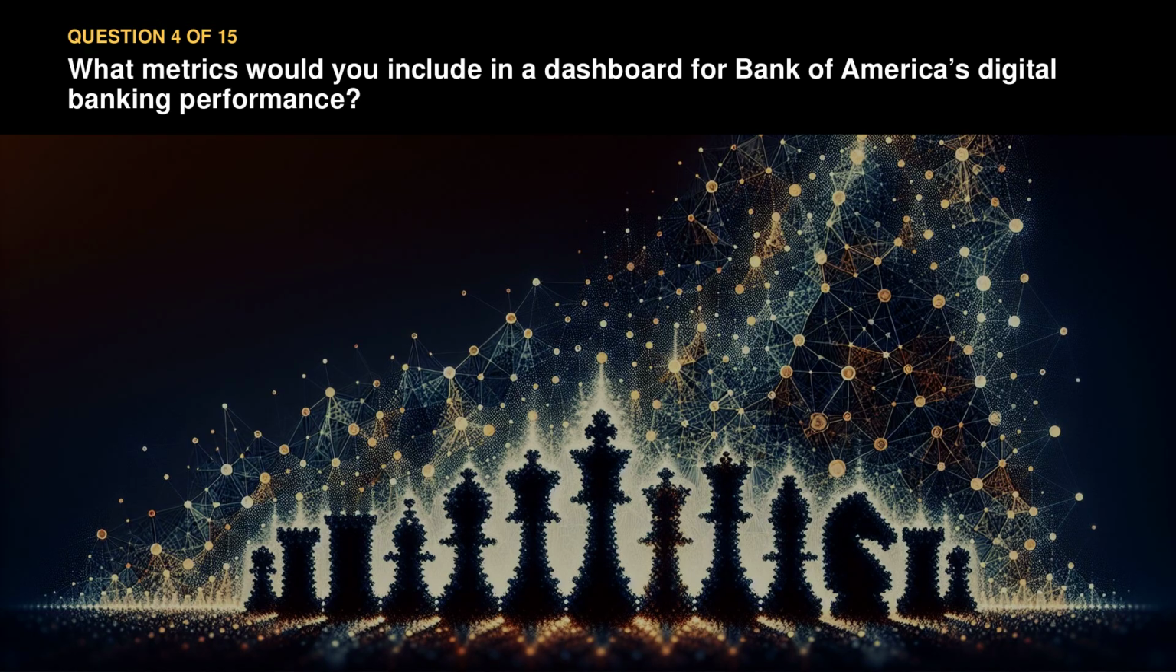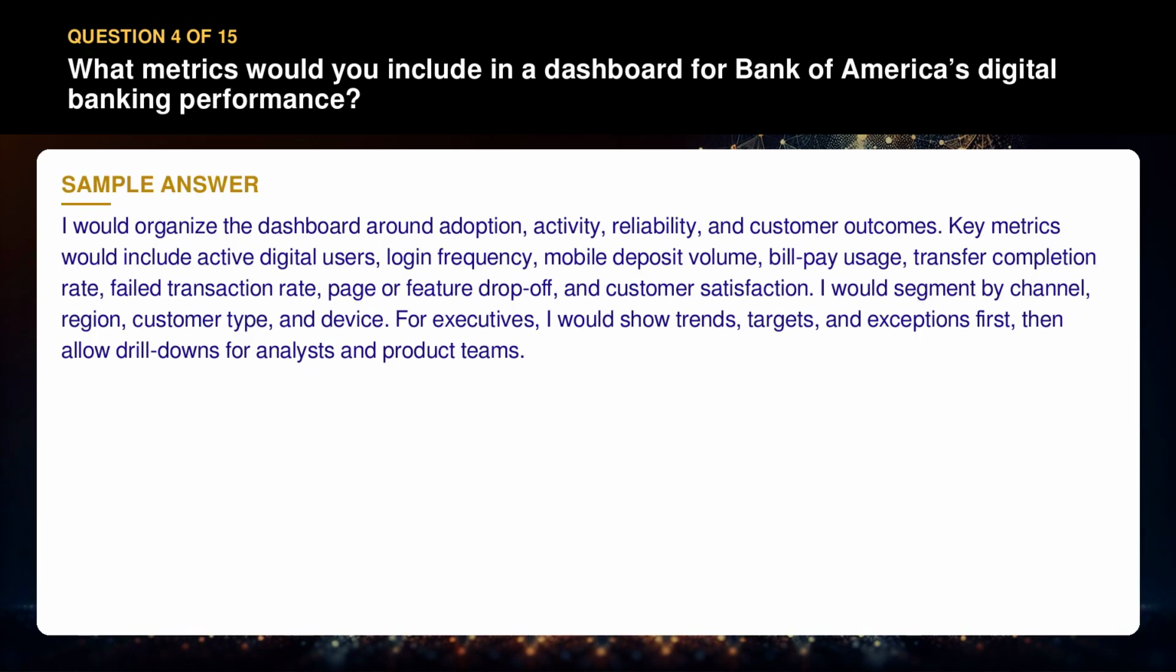Question 4. What metrics would you include in a dashboard for Bank of America's digital banking performance? I would organize the dashboard around adoption, activity, reliability, and customer outcomes. Key metrics would include active digital users, login frequency, mobile deposit volume, bill pay usage, transfer completion rate, failed transaction rate, page or feature drop-off, and customer satisfaction. I would segment by channel, region, customer type, and device. For executives, I would show trends, targets, and exceptions first, then allow drill downs for analysts and product teams.